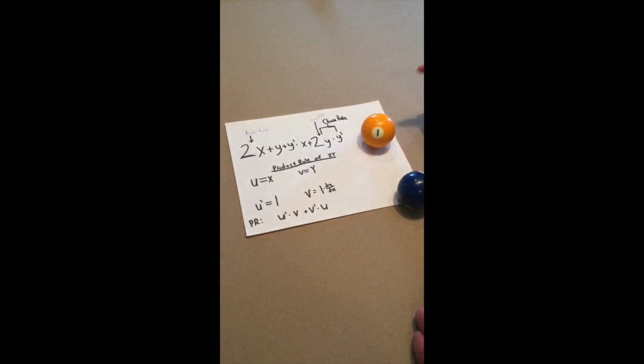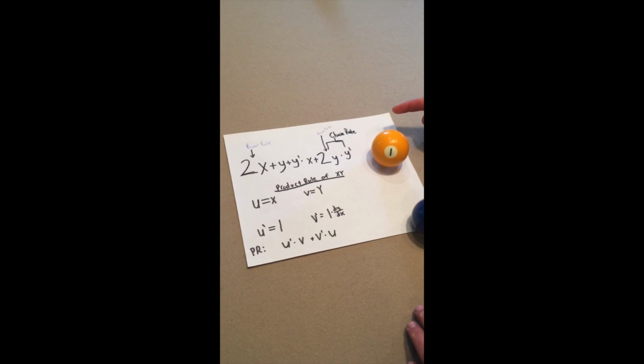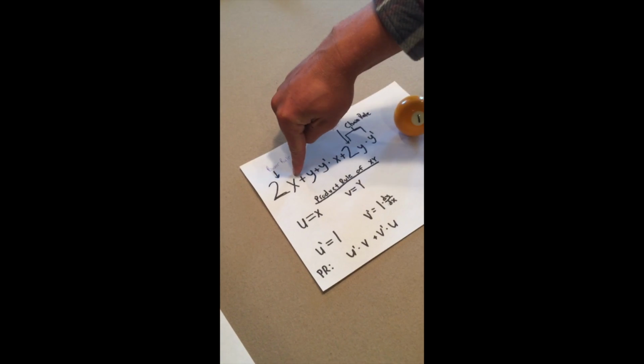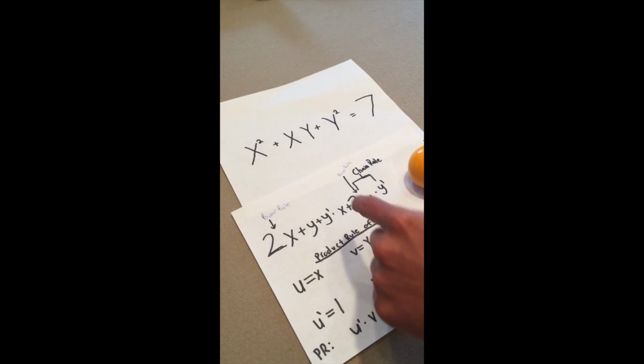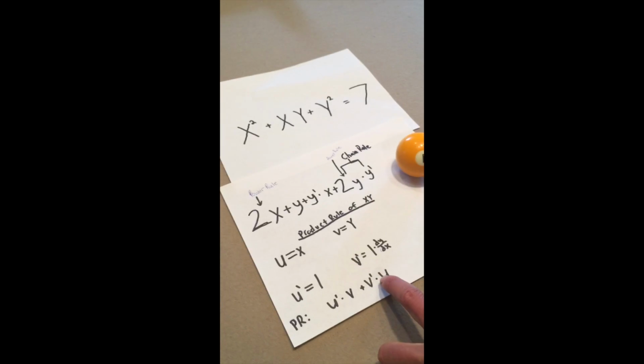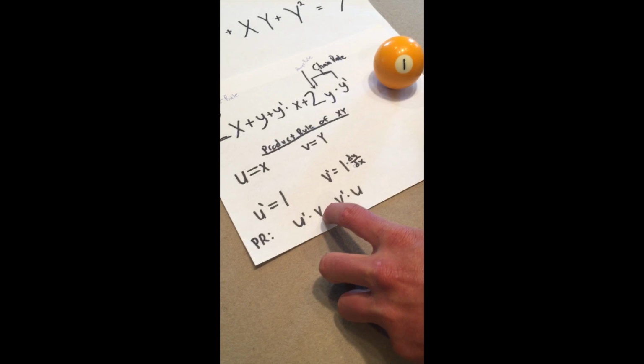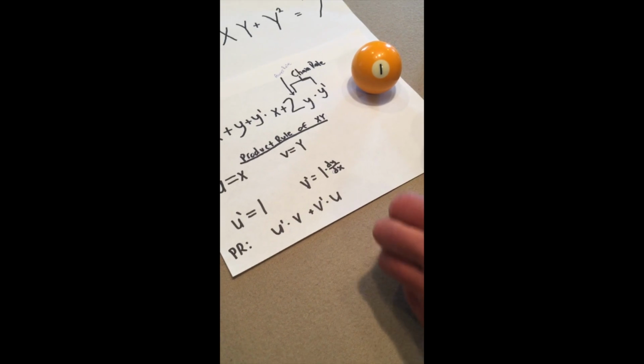Here, we're breaking down the problem. We're trying to find the derivative of this equation. So we need to use the power rule first on x squared, and that is going to equal 2x. And then you've got to use the product rule here, which is u prime times v plus v prime times u.